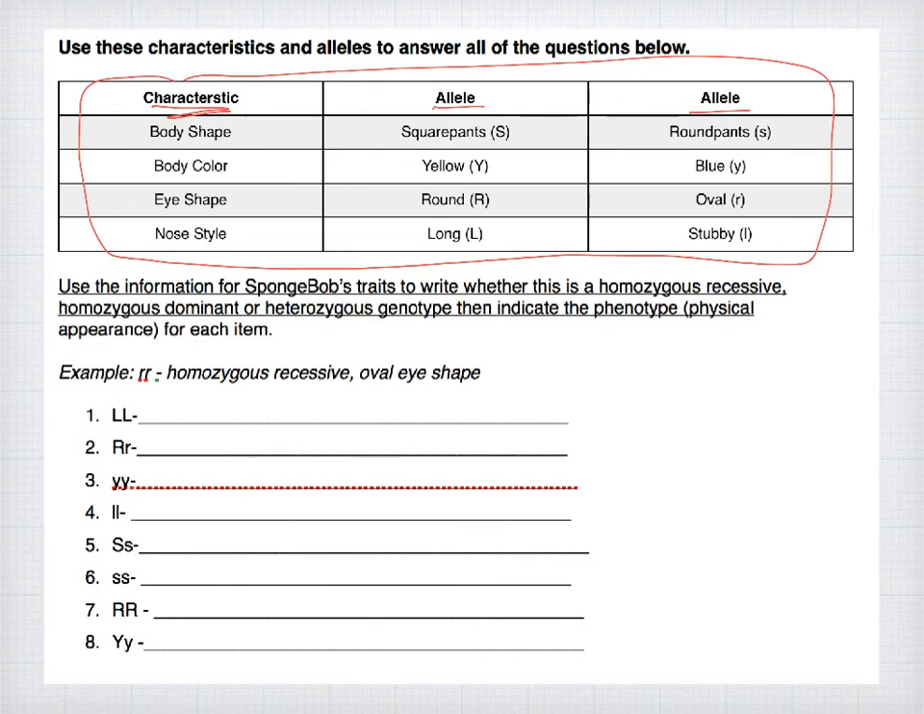So the first one, it says little r. This is both lowercase letters, so it's going to be homozygous recessive. And we look at what R is. R is the eye shape, so little r, we would get an oval eye shape. Okay, that's the example. Number 1, big L, big L. So capital L, capital L. This is going to be homozygous dominant.